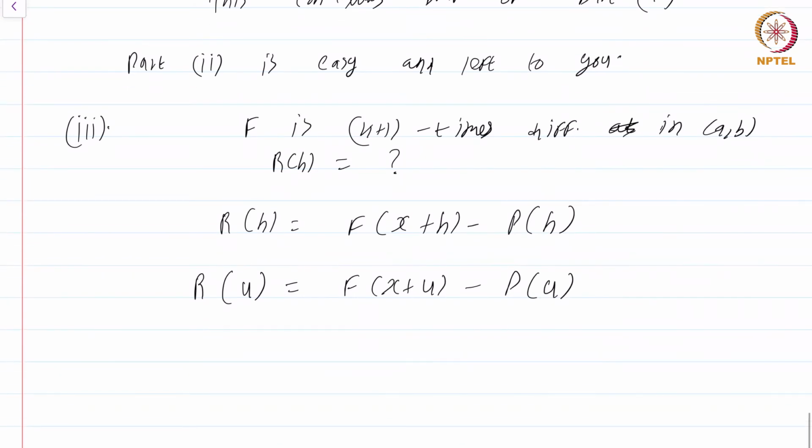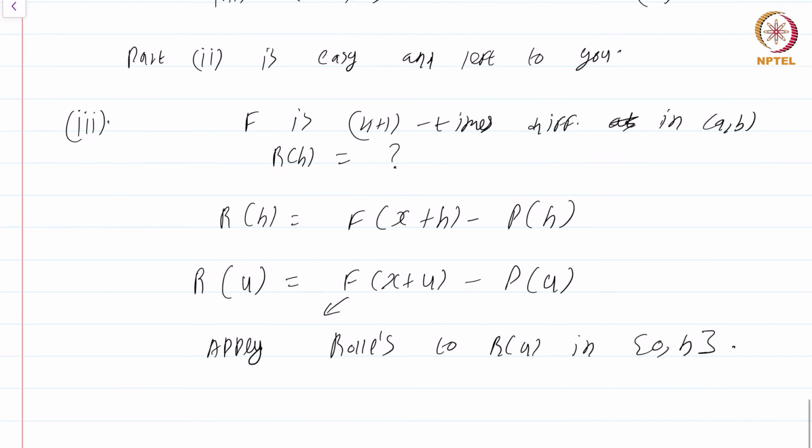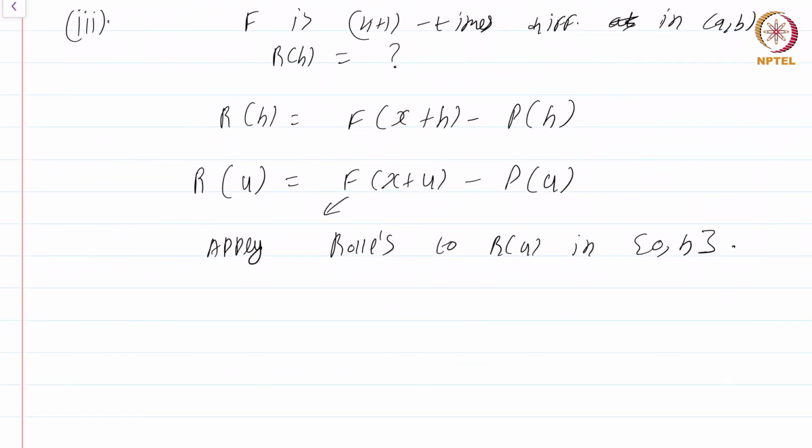Okay. Now, what I plan to do is look at f of x plus u minus p of u. I want to apply Rolle's theorem to R of u in 0h. I want to apply Rolle's theorem to R of u in 0h. But can I apply Rolle's theorem to R of u in 0h? No. So even though R of 0 is 0, we don't know whether R of h is 0. Is this 0? Well, that's not clear.